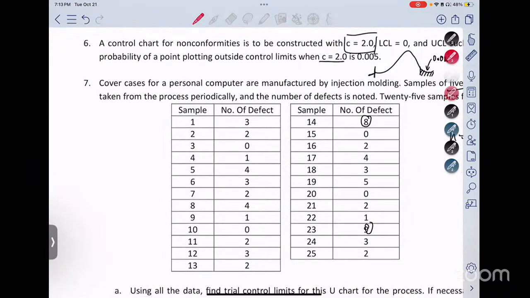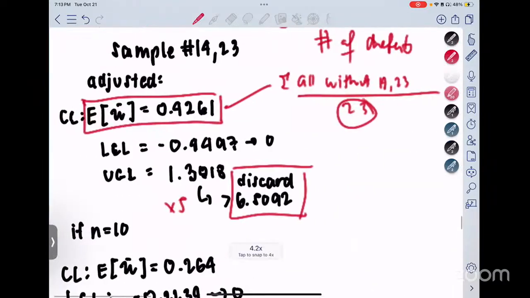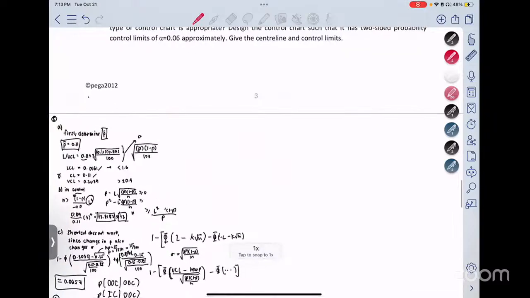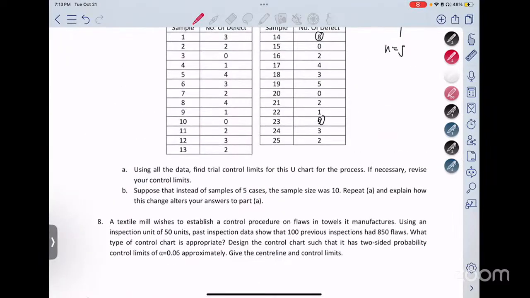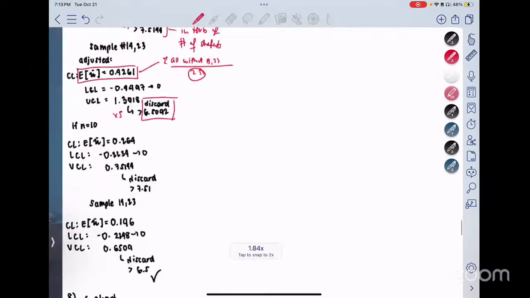So luckily in our case, walang lumagpas ng 6.5, meaning this is now a set of samples that we can deem to be representative. So that's essentially the first part, control limits. You chart and revise the control limits. Let's say instead na 5 cases lang, the sample size is 10. Repeat A and then explain how it changes your answers.